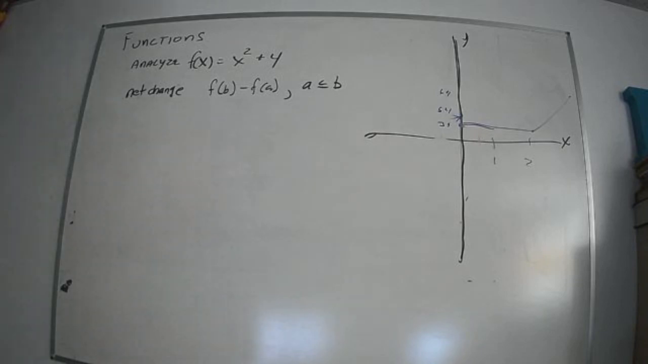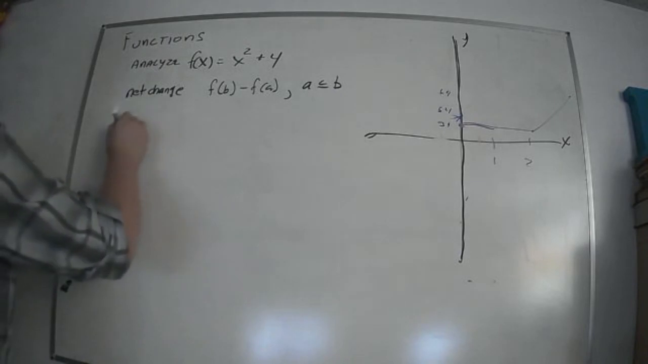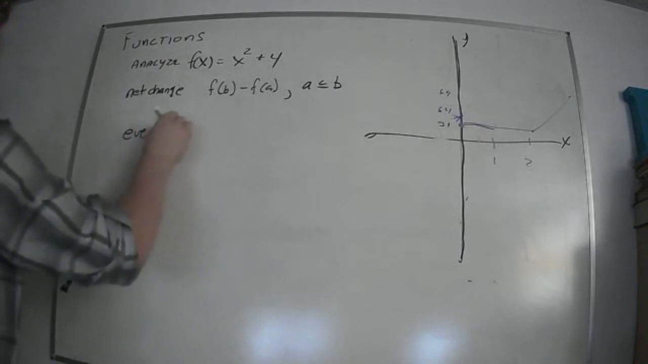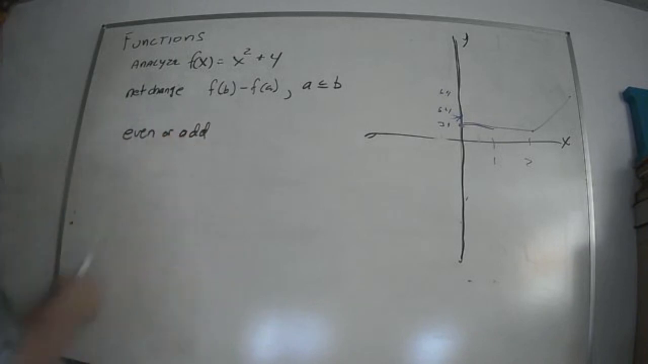So, an even or odd function: you can tell if a function is even or odd, and this is simple. If an x value gives you the same y value, then it's an even function.